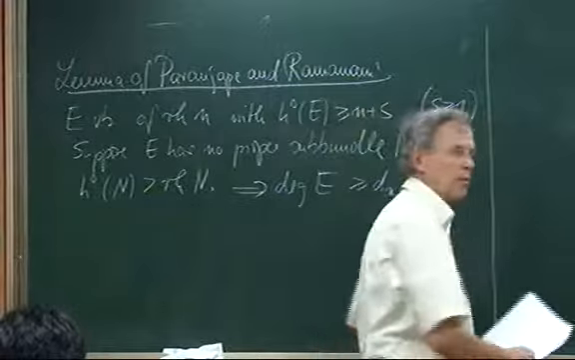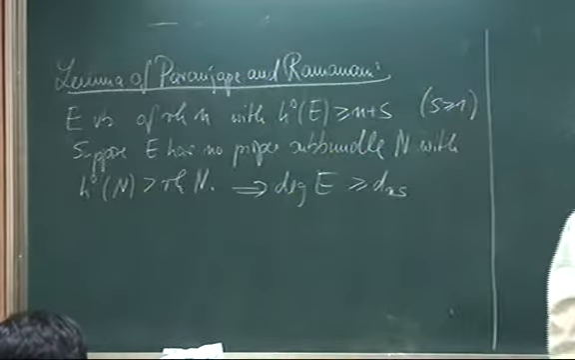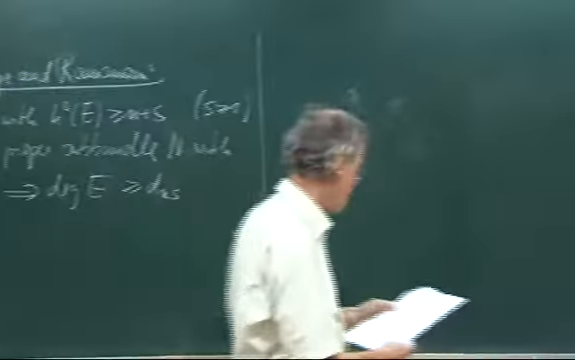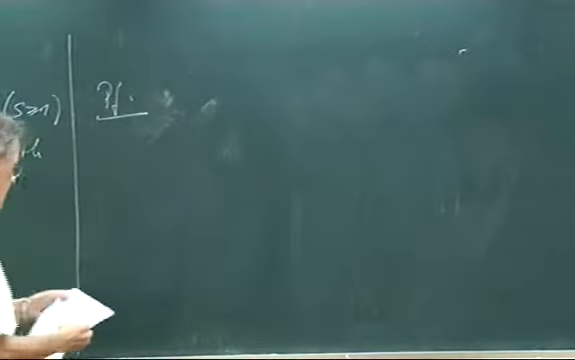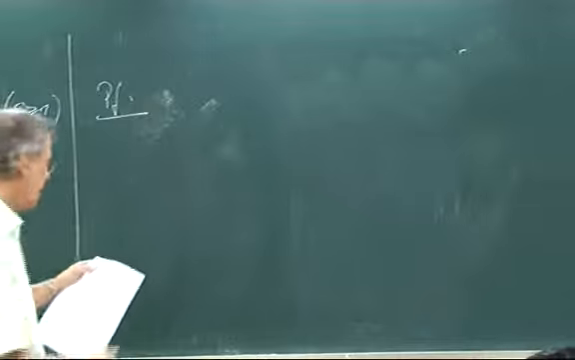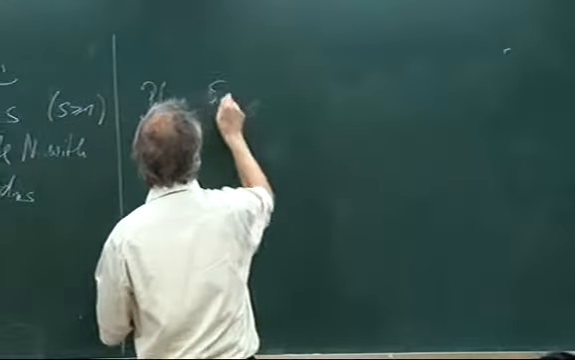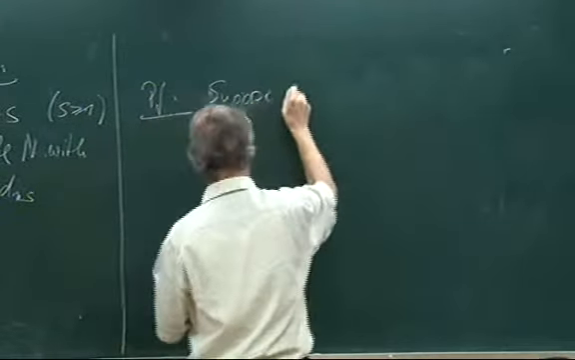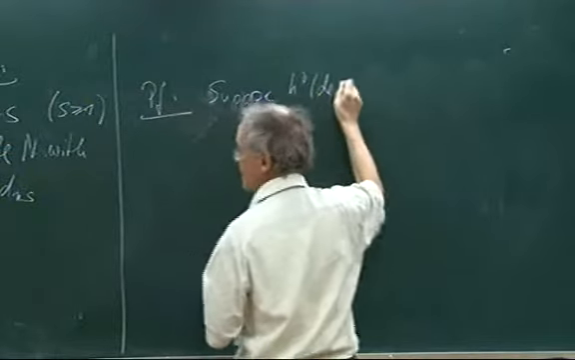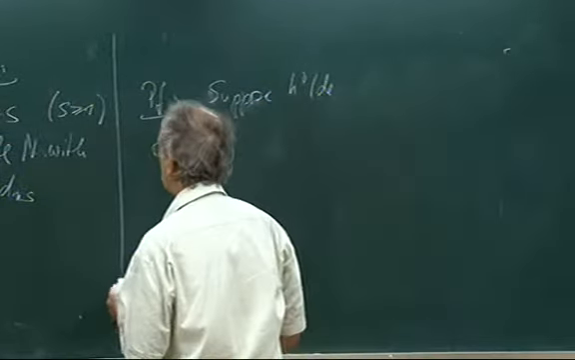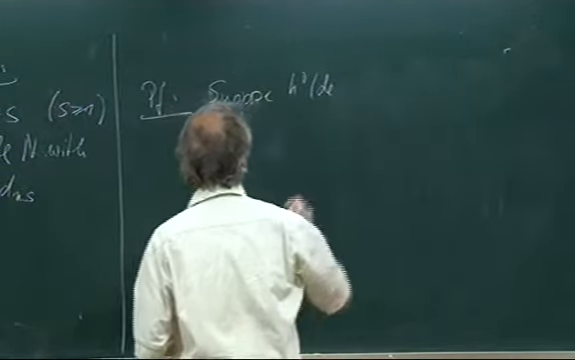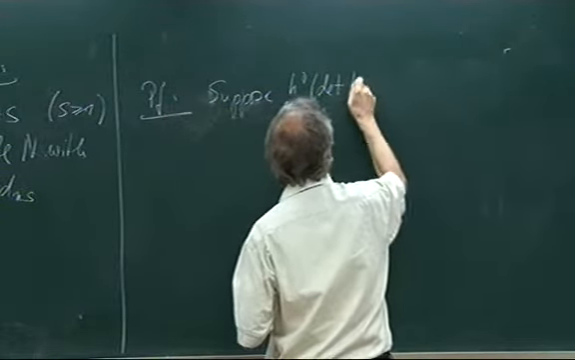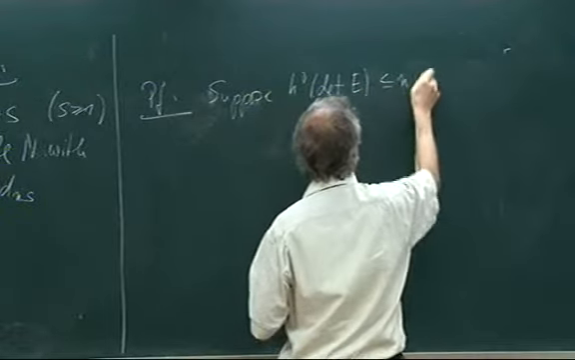The proof is very simple, so I give the simple proofs here and leave out the more complicated ones. Right? The proof is very simple but very interesting. Well, it's by contradiction. Suppose H0 of det E, suppose H0 of det E is lesser or equal to ns.